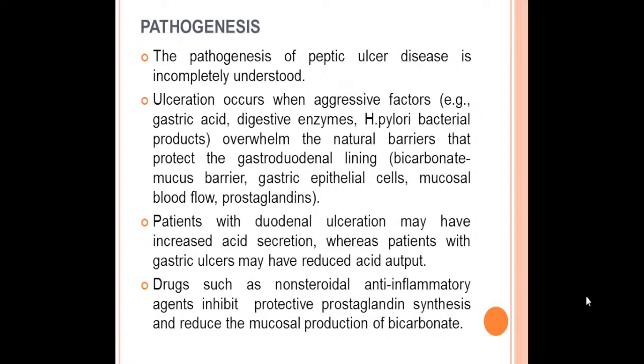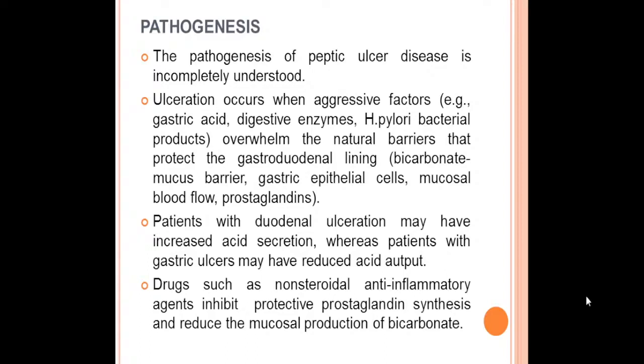Pathogenesis. The pathogenesis of peptic ulcer disease is incompletely understood. Ulceration occurs when aggressive factors, that is gastric acid, digestive enzymes, and Helicobacter pylori bacterial products, overwhelm the natural barriers that protect the gastroduodenal lining: the bicarbonate mucous barrier, gastric epithelial cells, mucosal blood flow, and prostaglandins. It is the same scheme, the scales of balance.